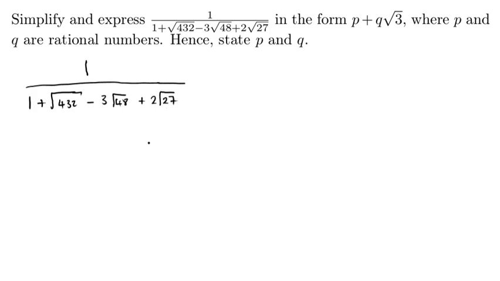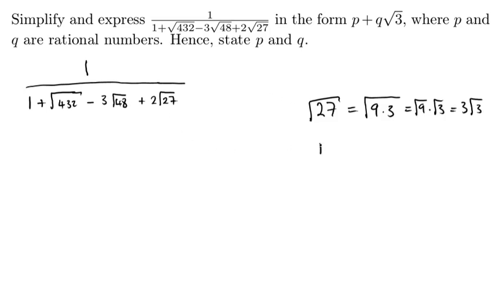So what we have to do is, we have 3 numbers in the square roots. We have 432, we have 48, and we have 27. We have to find square numbers that can go into these numbers. So let's start with the smallest number, 27. Root 27 can be written as root 9 times 3. So the square root of 9 is 3.